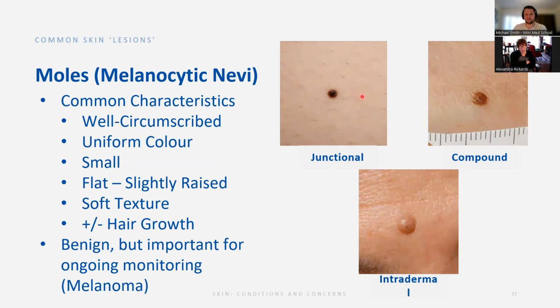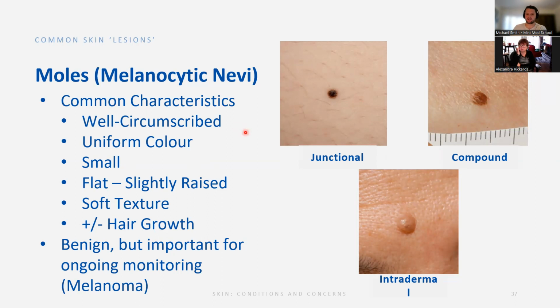The first type is the junctional moles, which are a bit more flat and a bit darker in color. Compound moles, which extend more into the dermis and the epidermis and can be a bit raised. And then the intradermal ones, where the melanocytes grow and proliferate just in the dermis and push out. And that's why they don't have as much color to them and they're not as pigmented. However, there are common characteristics that relate to them all, how a doctor can tell what the difference is between all these.